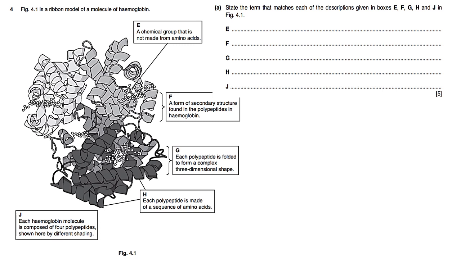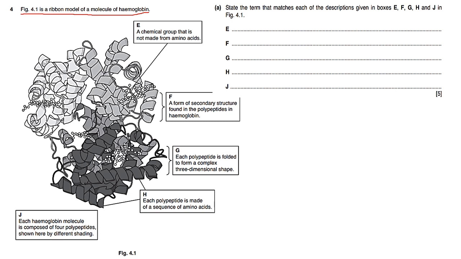First of all, the question says this is a ribbon model of hemoglobin. So when you're looking at this and trying to answer all of these terms, you have to have hemoglobin in your mind. Otherwise, you'd answer things that would technically be correct for any enzyme, but might not apply to hemoglobin. So always make sure you read all the instructions carefully so that you know the context in which you're answering the question. So here E says a chemical group that is not made from amino acids.